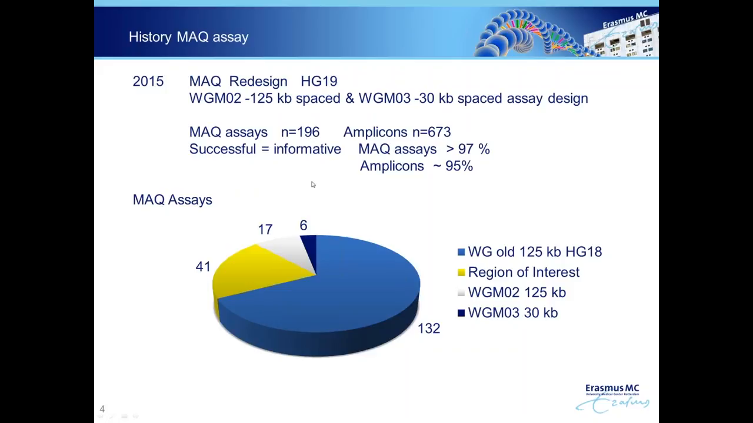To give you an idea, we ran about 200 MAQ assays with about 670 amplicons. It is difficult to tell how many amplicons are successful. We calculate an assay as successful if it is informative; sometimes there is one outlier, but the other tools are informative. So it is about 79%, and the amplicon rate is a little bit lower. This gives you an overview of how many we used in the big projects with the build 18 old design. We have 41 region of interest assays, and in the last 3 months we ordered 1700 whole genome MAQ 2, 125 kb assays, and six higher resolution ones.